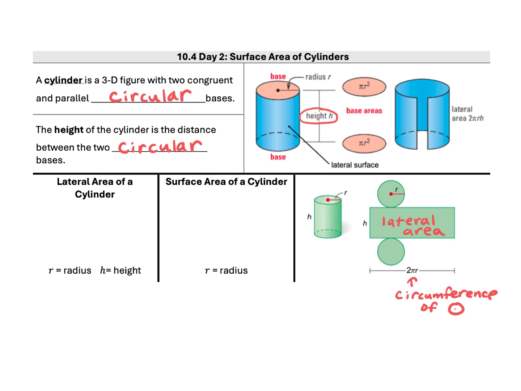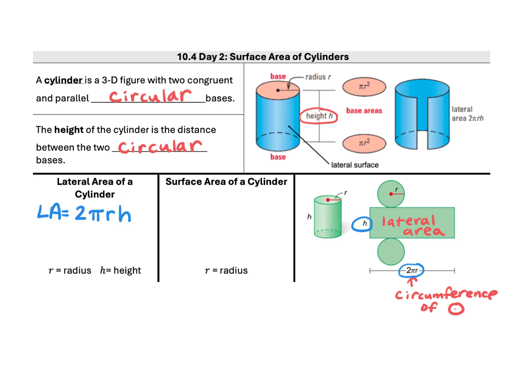So that gives us a formula for the lateral area. The lateral area of a rectangle is its base times height. The base is this 2 pi r, and the height is that h. So that gives us a formula for the lateral area of any cylinder: 2 pi r h, where r is the radius of the cylinder and h is the height.